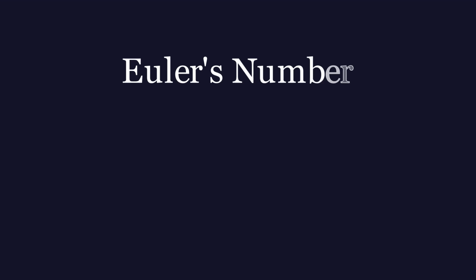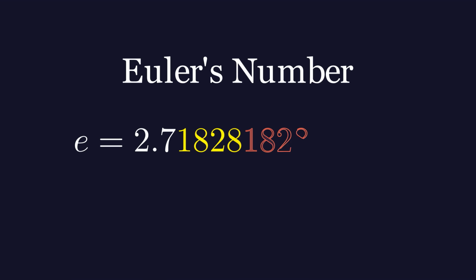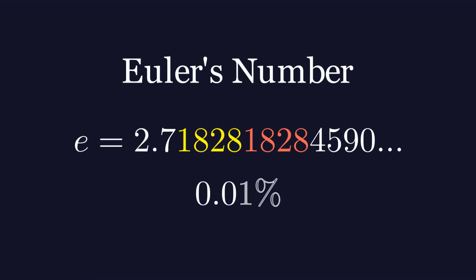Euler's number, represented by E, like pi, is also an irrational number. It is equal to 2.718281828. Assuming that the decimal representation of E is random, the probability of this is equal to 0.01%. E, like pi, also has an infinite decimal representation.